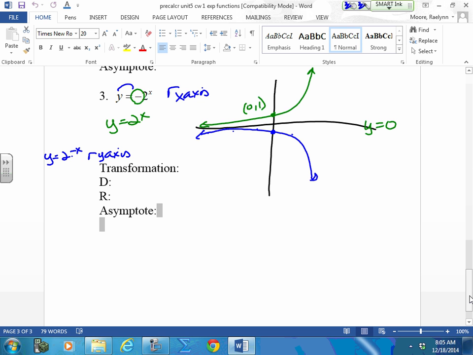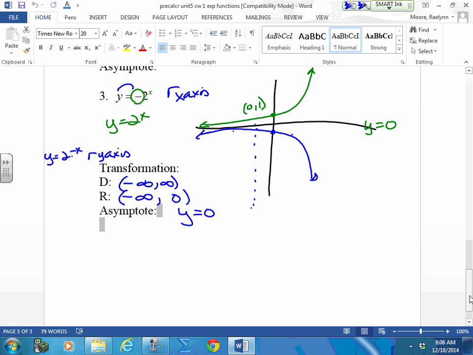Did my domain change? No. Did my range change? Yeah. What's my new range? Negative infinity to 0. Good. Because now I'm coming from up here, up. I got stuck at the 0. Can't use 0. Did my asymptote change? Still y equals 0. So we apply your transformations the same way we did to a cubing function, a squaring function, a square root, an absolute value. We use the same concepts.